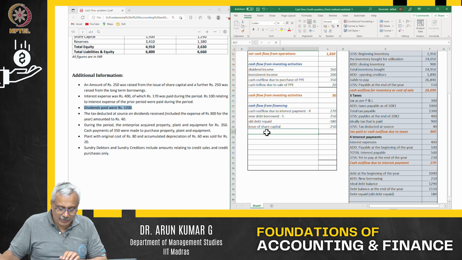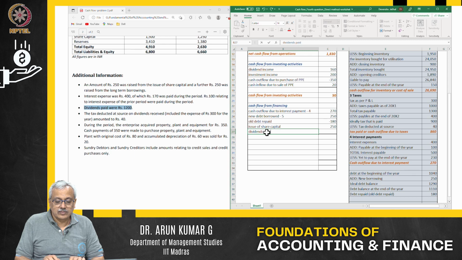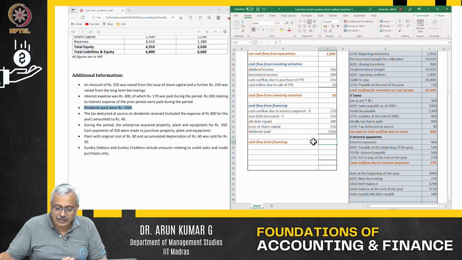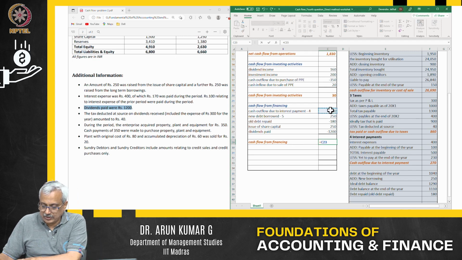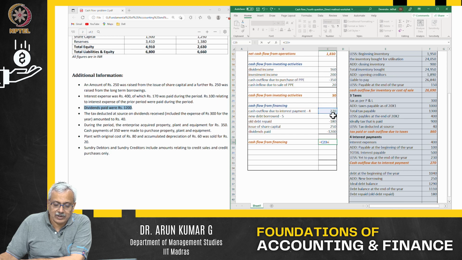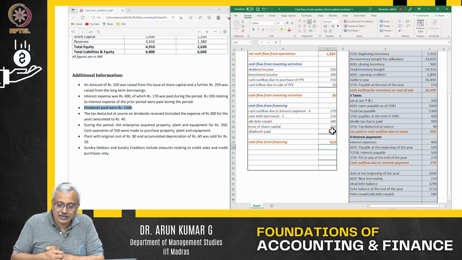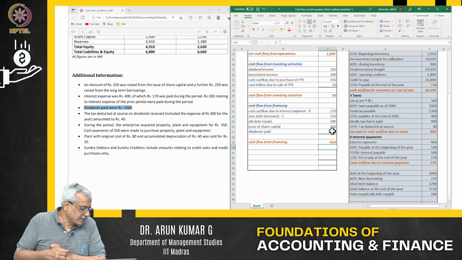When dividends are paid, what happens? Cash outflow. Dividends paid 1200 out there. So, what is the cash flow from financing? Cash flow from financing would be this 270 from interest payment, plus there is a new debt, plus old debt, plus issue of share capital, plus dividends paid. So, what happens? This basically becomes 610 out there. I think cash outflow due to interest payment is negative 270.